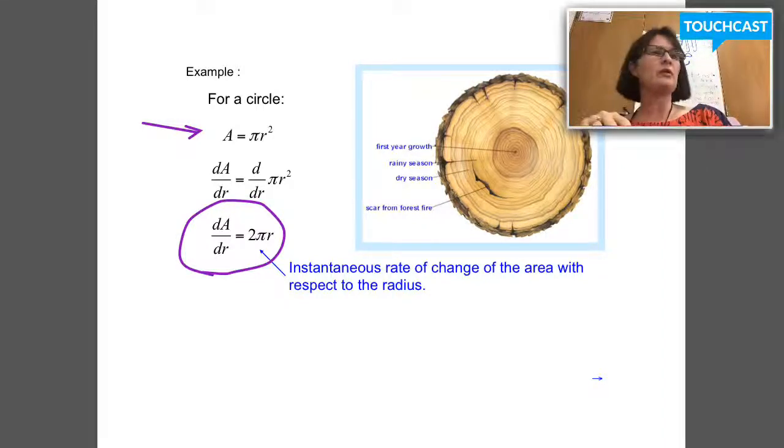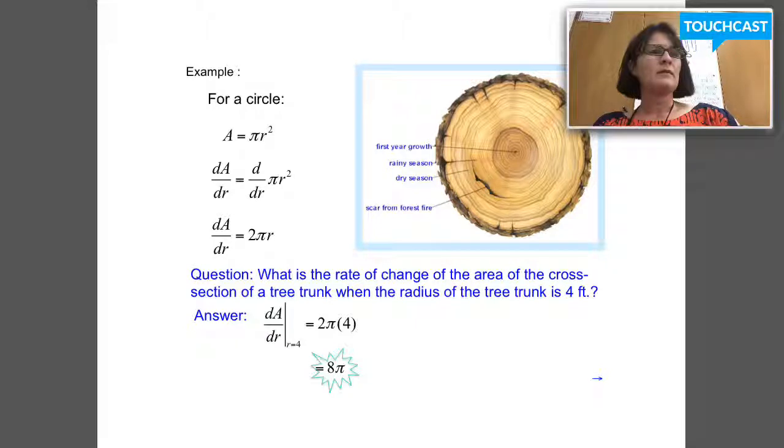And then there's one more question on your paper, and that says, what is the rate of change of the area of the tree trunk, for example, at the exact moment when the radius is 4 feet? So the notation we use here, dA/dr, the rate of change of the area with respect to the radius, at the exact moment when r equals 4, we use this tall vertical line, and then right at the bottom we write r equals 4. So what that means is we take the formula we got, 2 pi r, and plug in 4 for r. So dA/dr when r equals 4 is 2 times pi times 4, which equals 8 pi.